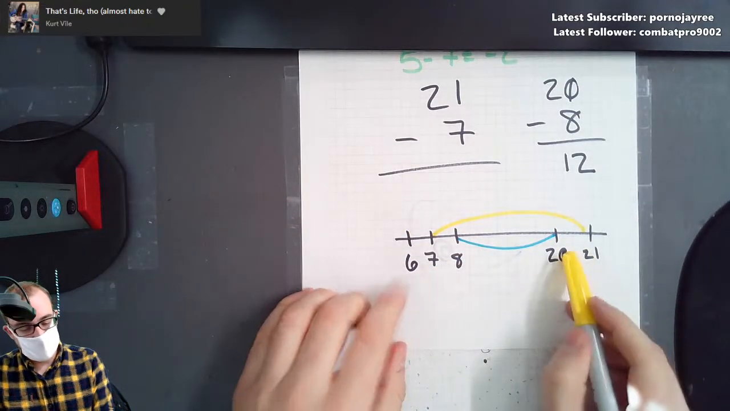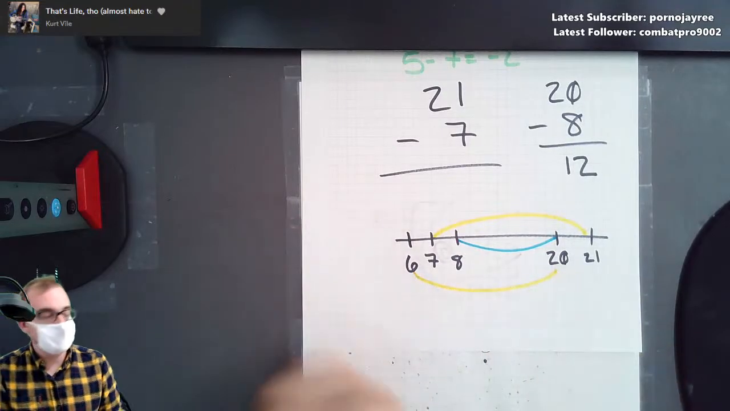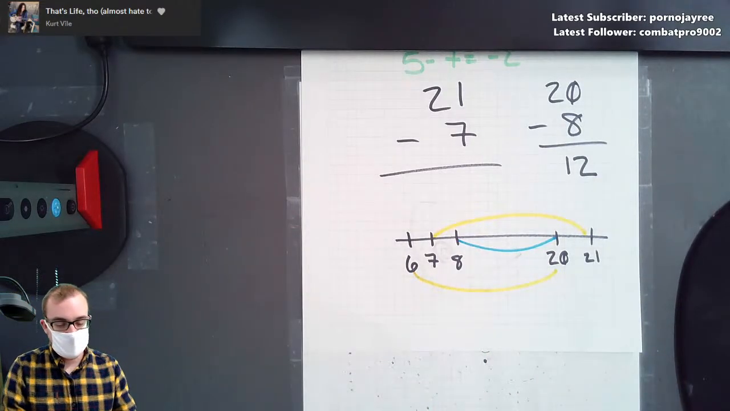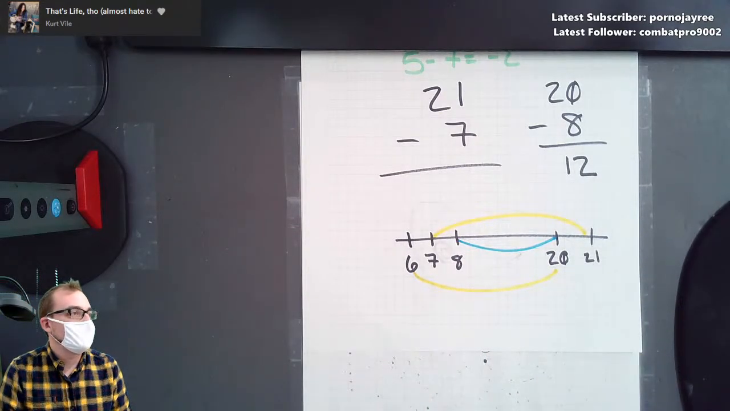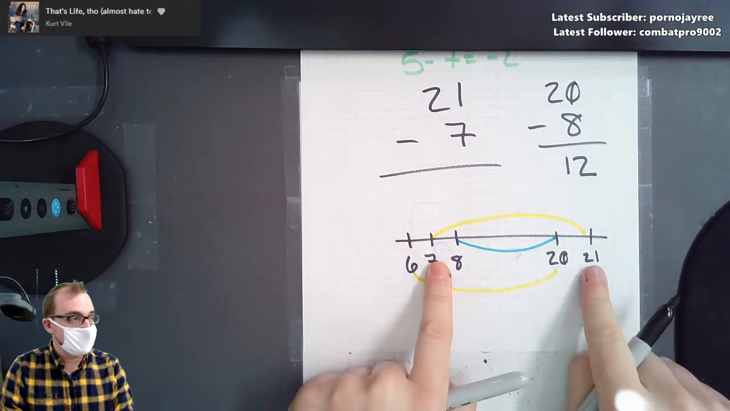What if we move to the left for both of them? Those two are the same distance, aren't they? Aren't they? See how 20 and 21 and 7 are separated?